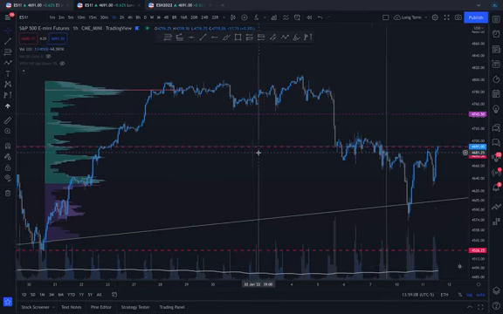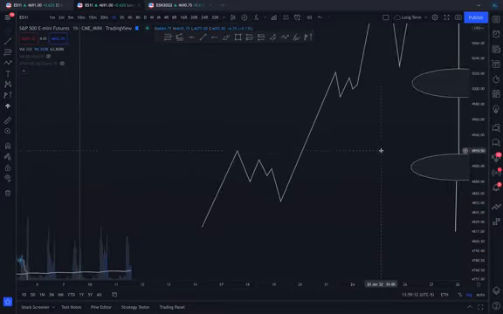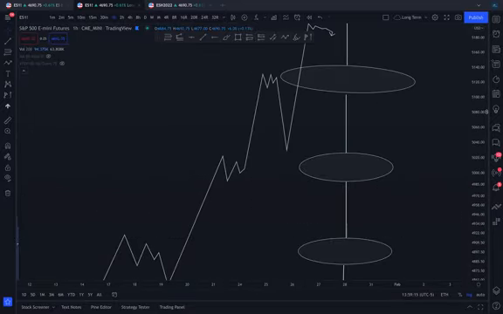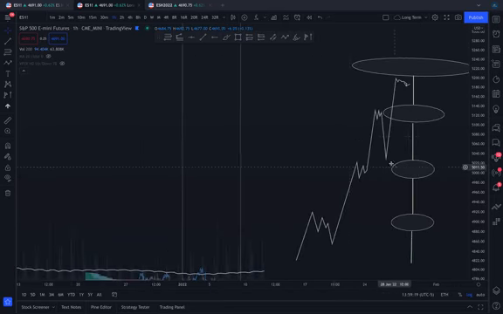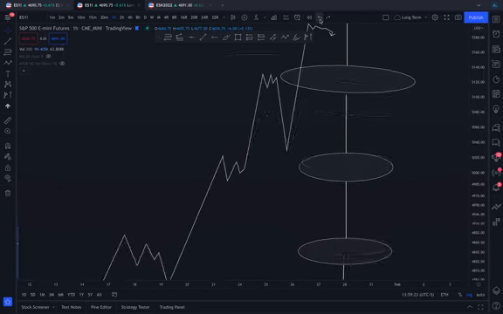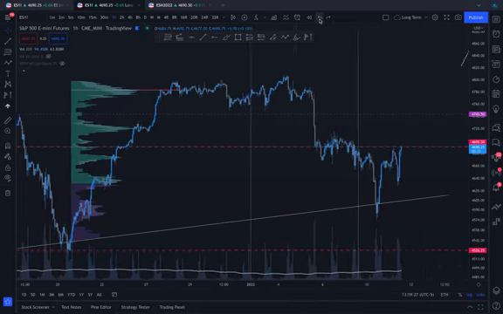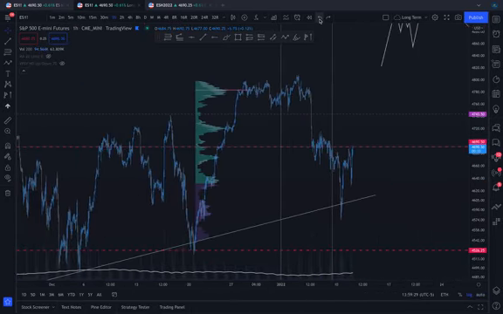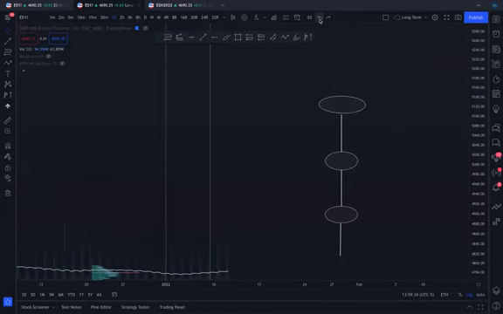And so while typical price action traders, we often, and I'm very much a price action trader too, let me get rid of some of this stuff. Sorry, guys. There's probably a faster way to do this, but I'm not that savvy. Okay.